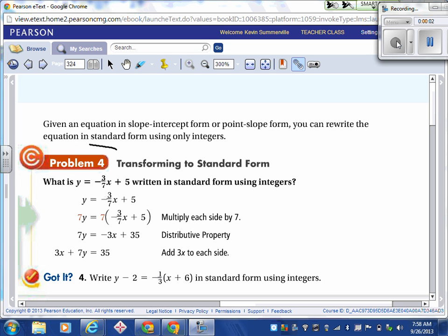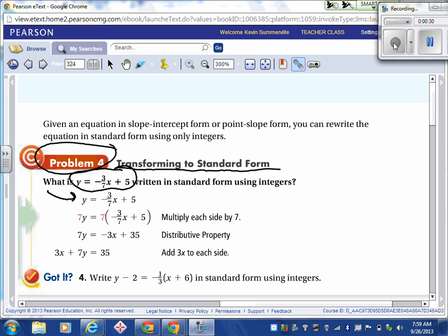Okay, go ahead and write down problem 4, transforming to standard form. And go ahead and write down this equation right here. So we have y equals negative 3 over 7x plus 5. So we're going to transform to standard form.